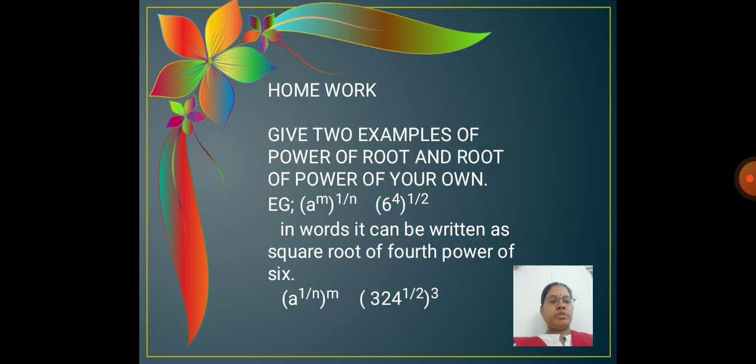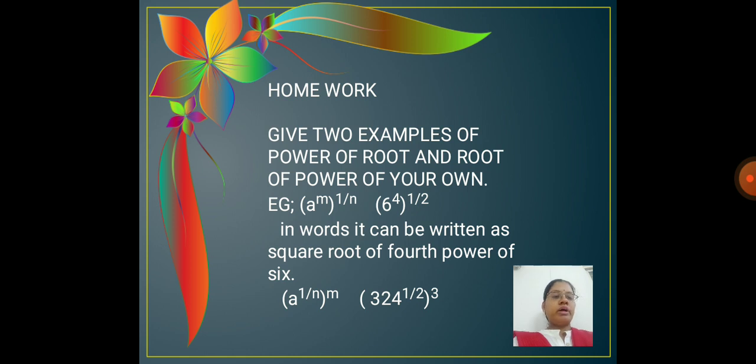Homework for you. Give two examples of power of root, that is the mth power of the nth root of a, any number, and root of power, of your own. Any two examples you can take and do. I have given one example also of how to do it. a raised to the power m, that is whole raised to 1 by n. So you can write it as the square root of the 4th power of 6. Is it easy?